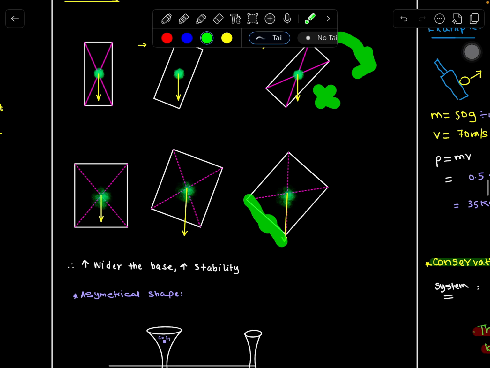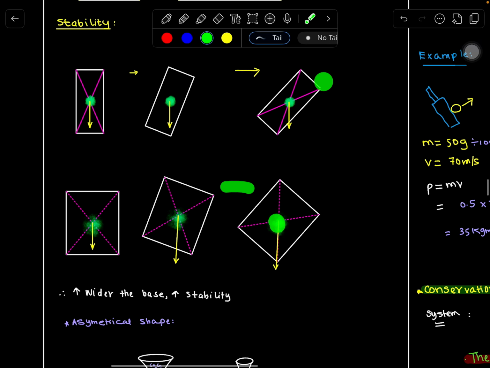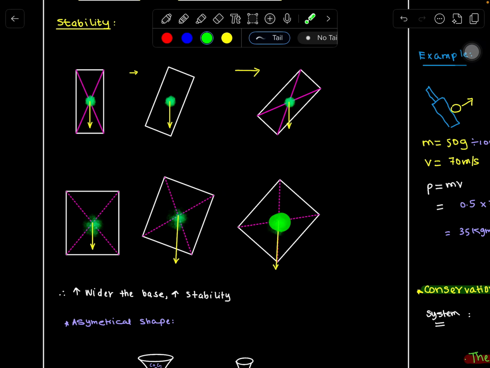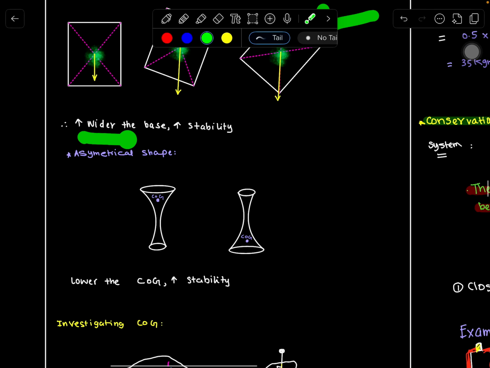So the wider the base, the more chances there are for the center of gravity to lie within the baseline when you apply a push. So you see this object, even with the same amount of push as the object above, has a center of gravity still within the baseline, right? So this object is not going to fall, it's more stable. So what we learn here is the wider the base of an object, the more stable it's going to be. And the more mass there is at the bottom, the more stable it will be.